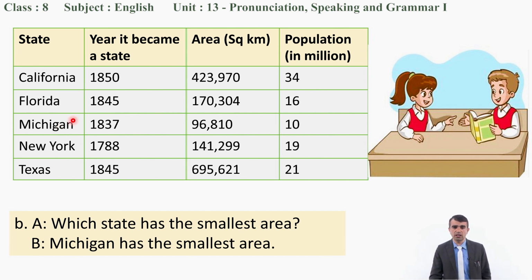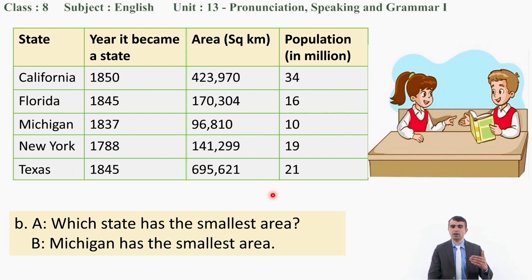Here you can ask other questions. What is the total area of Florida? What is the total area of New York? Which state has the area of 4,23,970 square kilometers, for example? So you can say the area and ask others to identify the state, or you can give the state and ask the area.